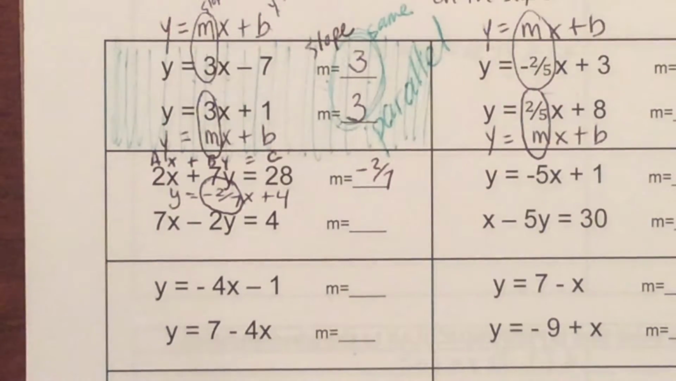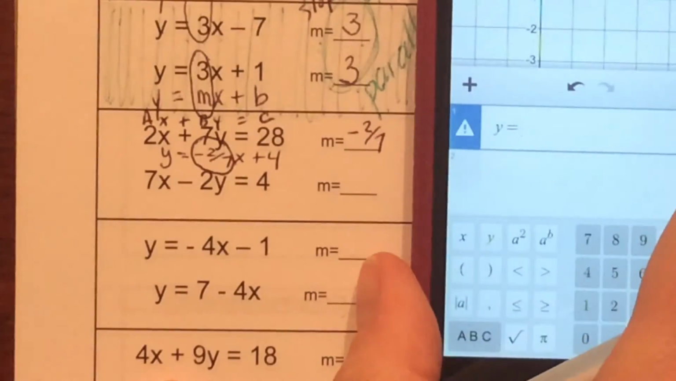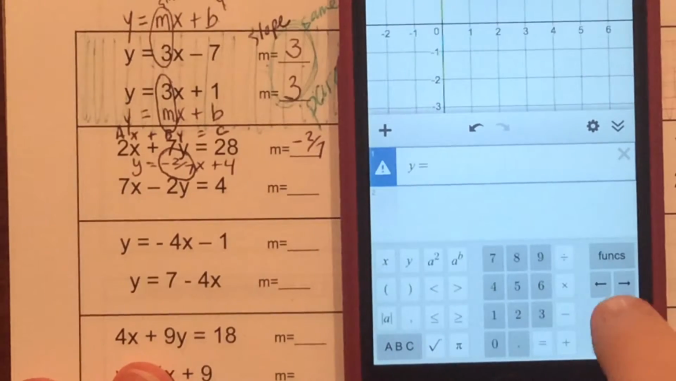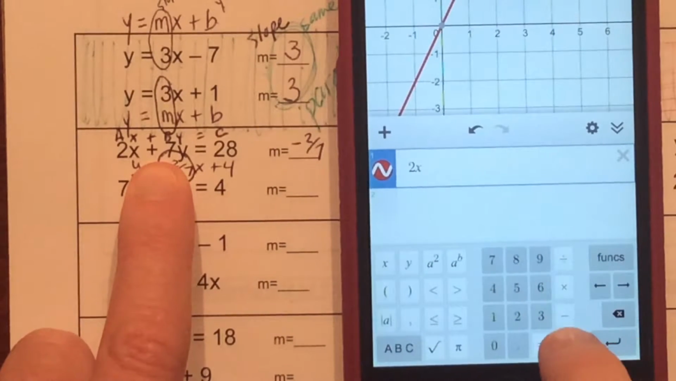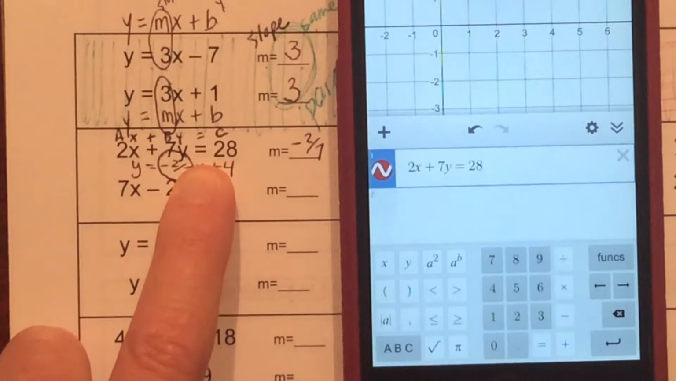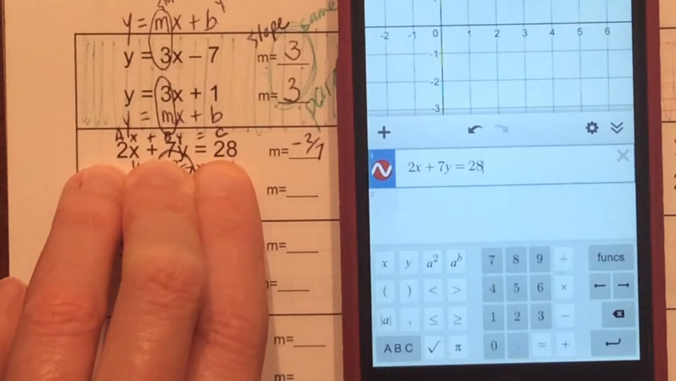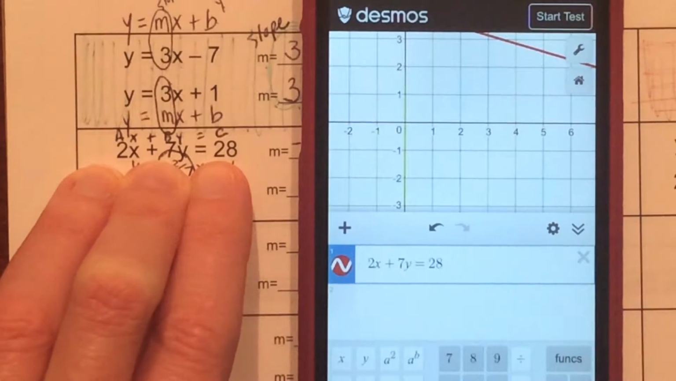And if I want to double check myself, we can get on Desmos just to make sure that we did the math right. Again, you'll be able to do this for yourself, and we can type in 2x. You should be typing this in with me. I got to get rid of my y equals 2x plus 7y equals 28. When you practice typing things in, that's also going to make it easier for you whenever you are doing it by yourself.